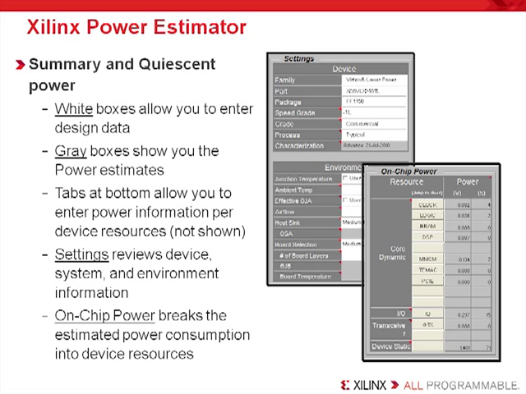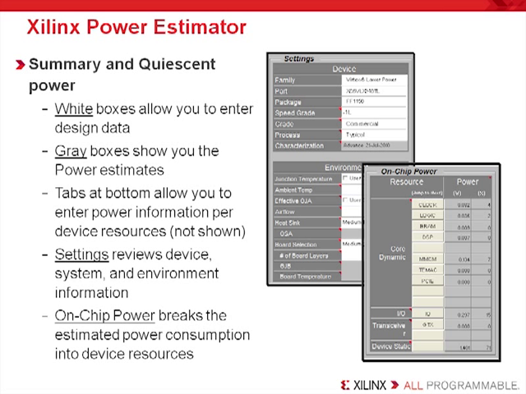You simply enter new values in each white box, and the new power estimates will automatically show up in the gray boxes. Note that at the bottom of the GUI there are tabs for each FPGA resource type, so before you can see the total power consumption, you'll have to go to each resource page and enter the amount of those resources, number of block RAMs, number of LUTs, number of registers, their frequency, and the activity rate for each resource. And this is necessary to give you the best estimate. Then the new power estimate information will be updated on that summary page.